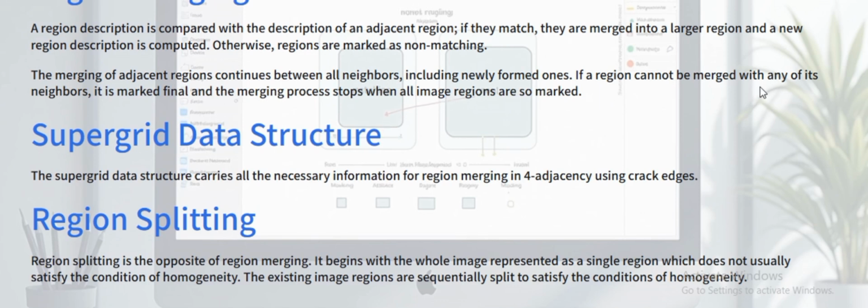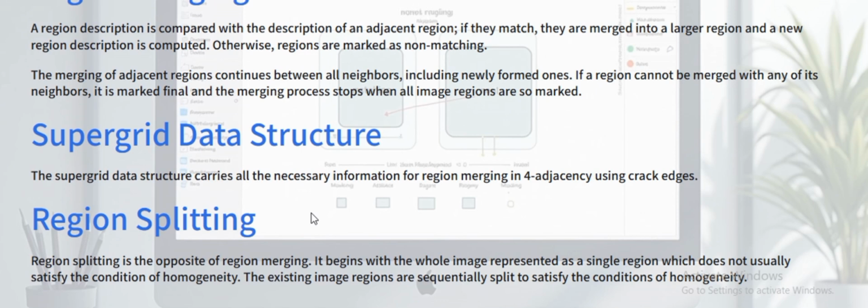If a region cannot be merged with any of its neighbors, it is marked as final, and the merging process stops when all the image regions are so marked. We are continuously repeating the process until adjacent regions are merged. Suppose there are no adjacent regions, we keep it as a separate one, mark it as a non-adjacent region, and we stop the process, right friends?